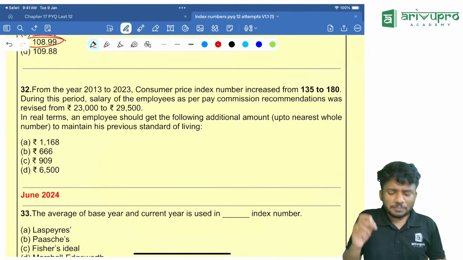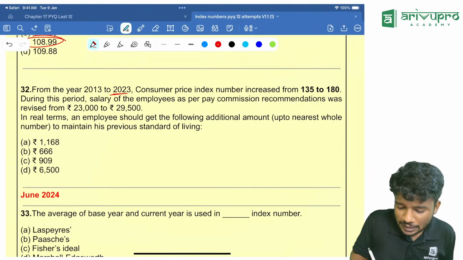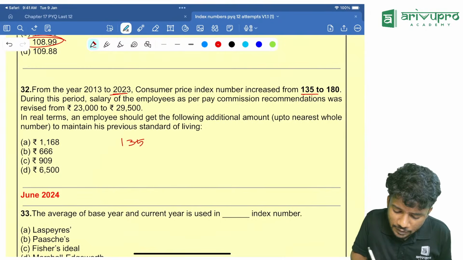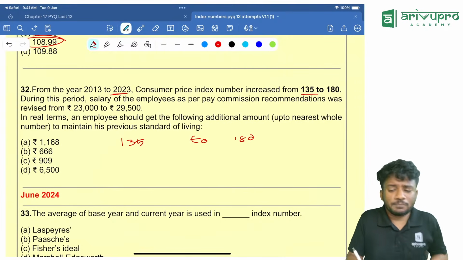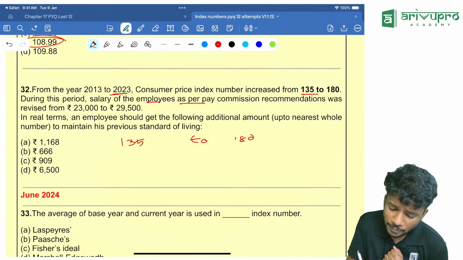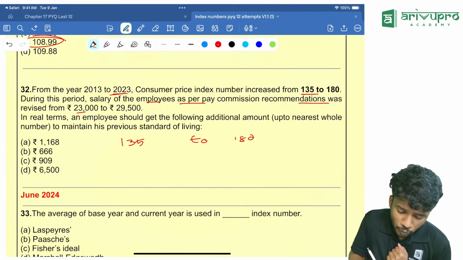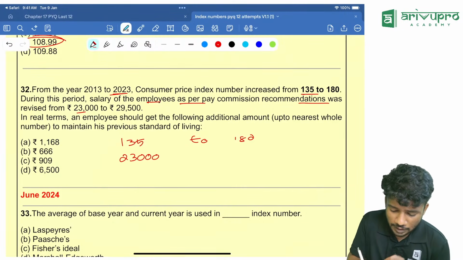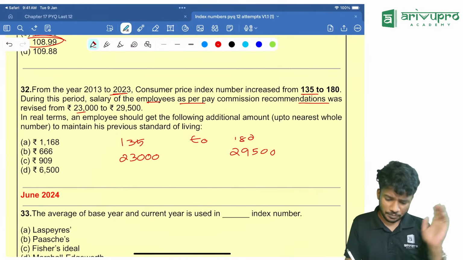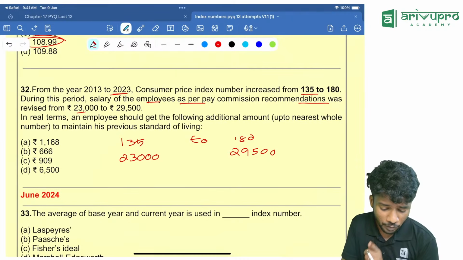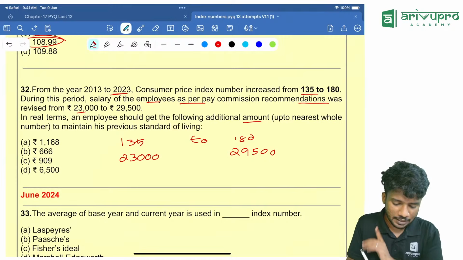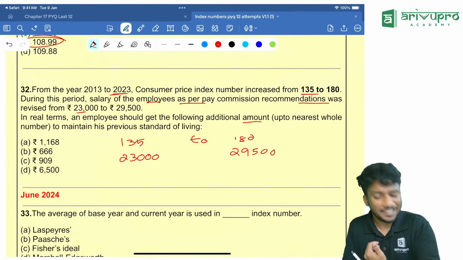Okay. From the year 2013 to 2023, consumer price index number is increased from 135 to 180. Then during this period, the salary of the employee as per pay commission recommendation was 23,000 and it increased to 29,500. In real terms, the question is, an employee should get the following additional amount up to the nearest number to maintain his previous standard of living.